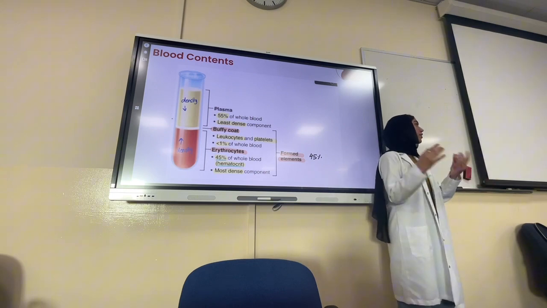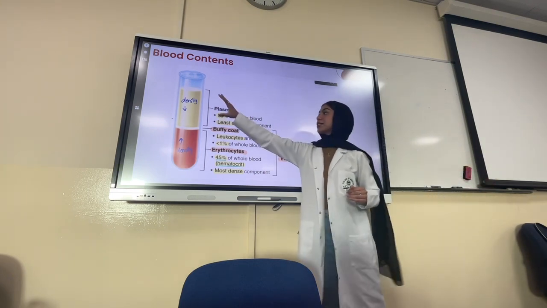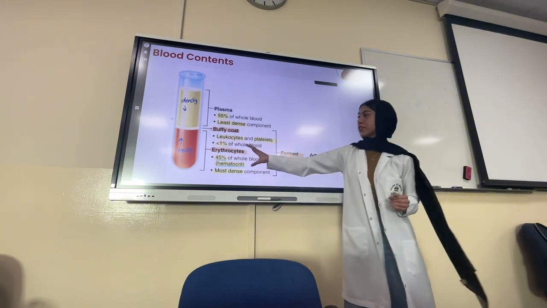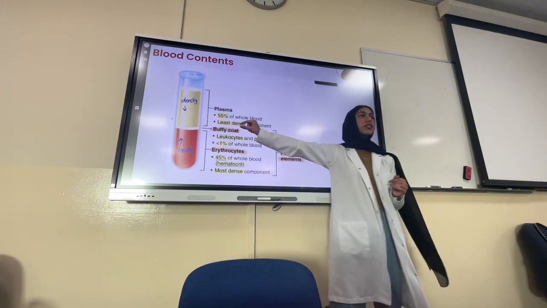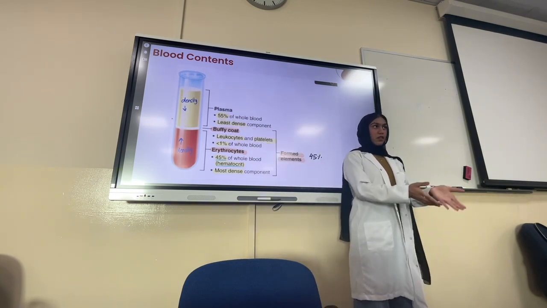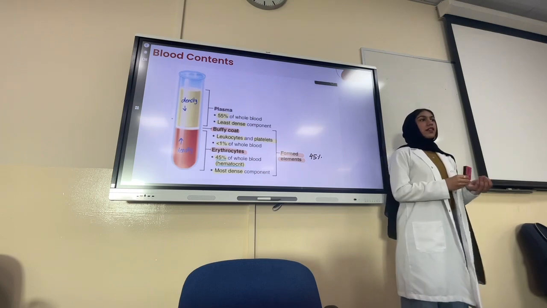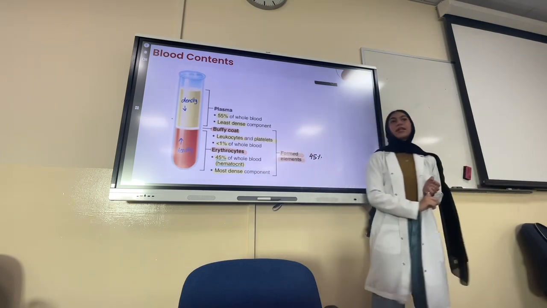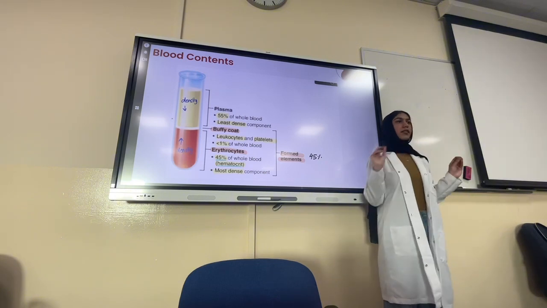What does it consist of? It consists of two things. In the middle, between the plasma and the erythrocytes, we're going to have a thin coating. This is called a buffy coat. What does the buffy coat consist of? Exactly, leukocytes and platelets. Am I going too fast, guys? It's fine. Okay. So leukocytes and platelets, which is going to be roughly less than 1%.